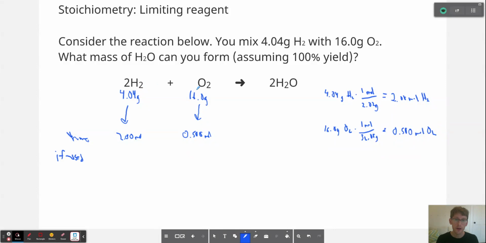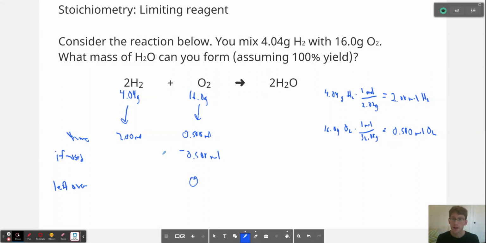So quite clearly, we're going to have the oxygen go down to 0. It's all going to be used up. So I'm going to say 0.500 moles of oxygen is used, and that brings us to 0 as our leftover. This means I'm making the assumption that we use up all of the O2, meaning that we go down to 0.